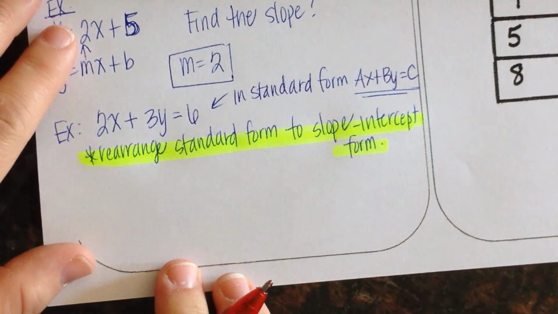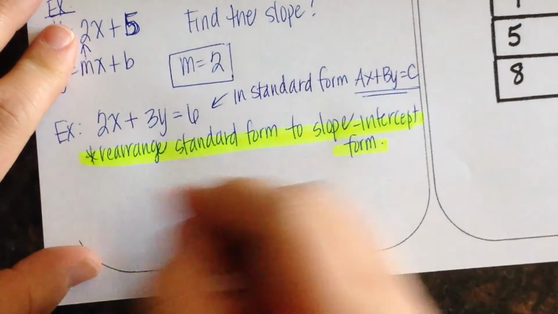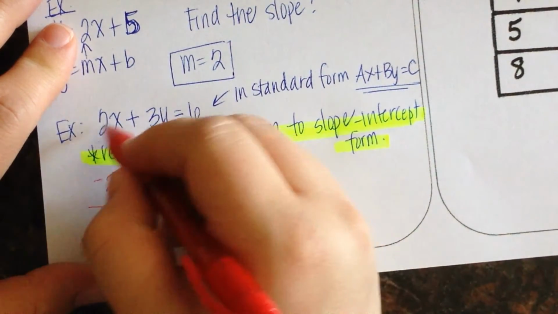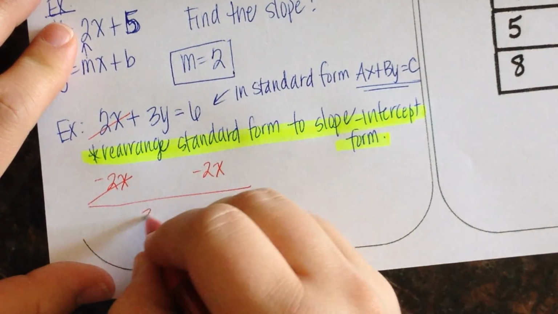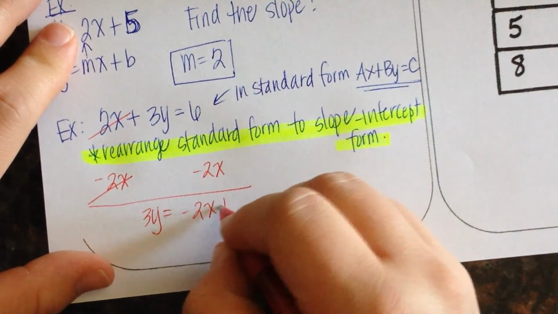Okay, if I have 2x plus 3y, I want to get y by itself. I want to isolate this term, so I need to subtract 2x from both sides of the equation. It's going to cancel here. I'm left with 3y equals negative 2x plus 6.